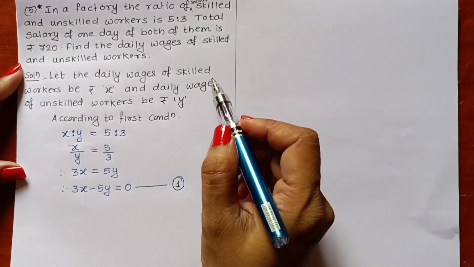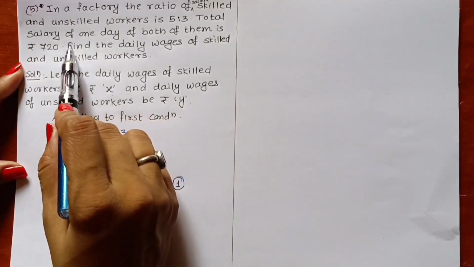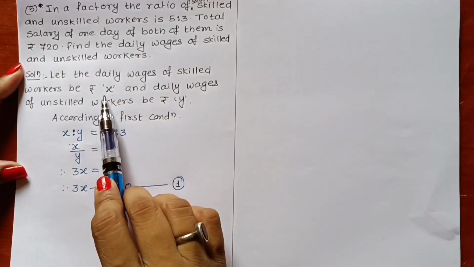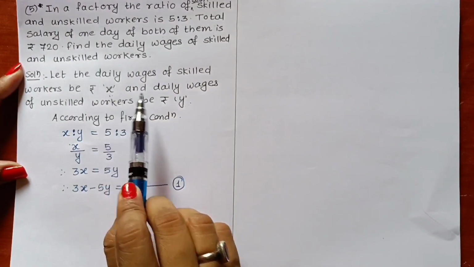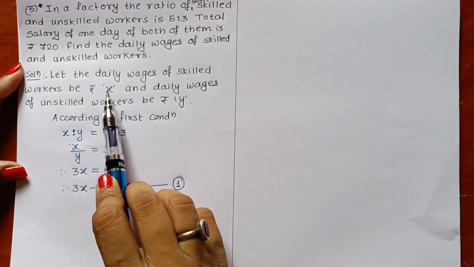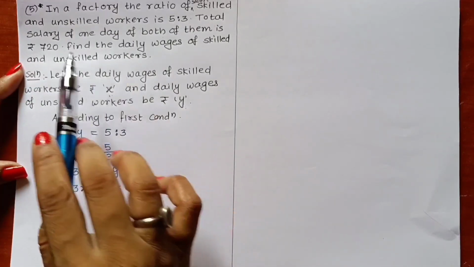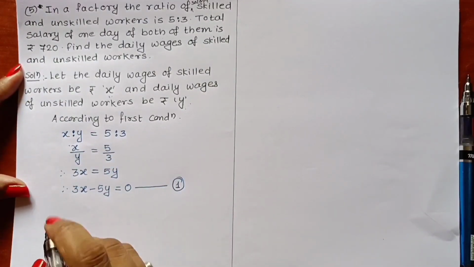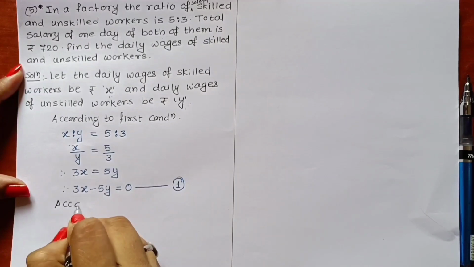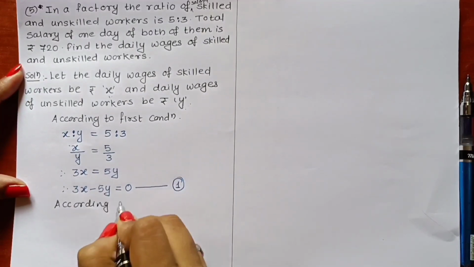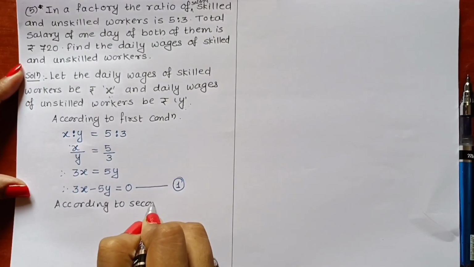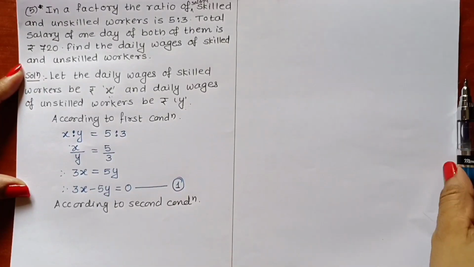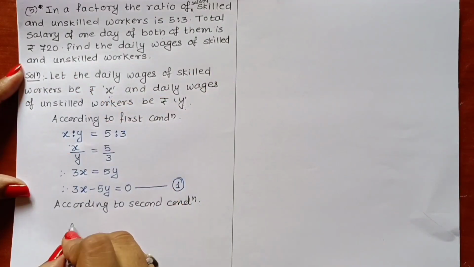Now let us see what is equation number 2. Total salary of one day of both of them. Total salary. That means their salary of one day, skilled workers is x, unskilled worker is y. When we do the total, x plus y, what will we get? 720 rupees. So according to second condition, very easy. Second condition is very easy. According to second condition, their total x plus y is 720.